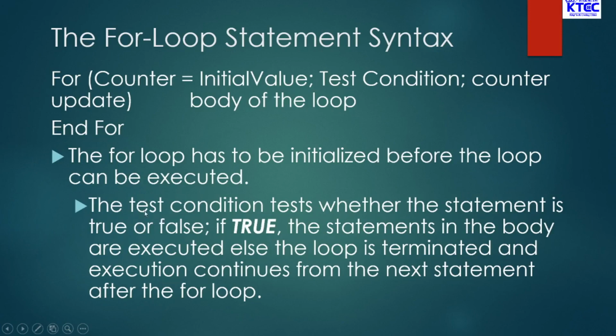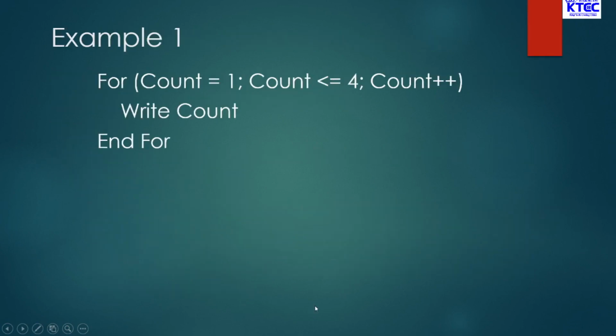If true, as long as the statement remains true, the statement in that body is executed. As it's still executing, it's checking the counter variable in question. Else, if it is false, the loop is terminated, and then execution continues from the next statement. The examples will help us here. Very good. Example 1.